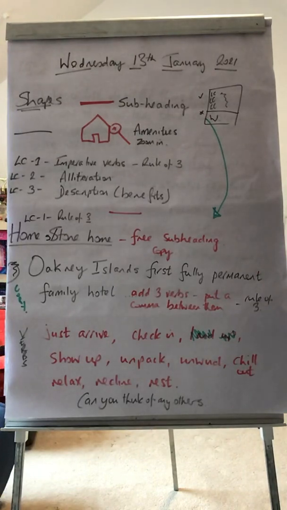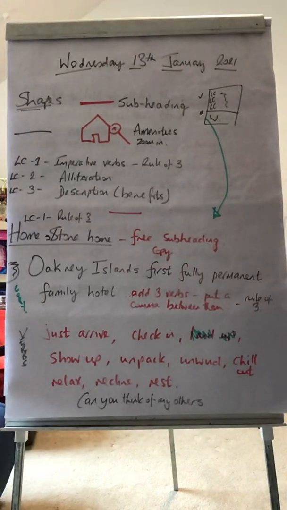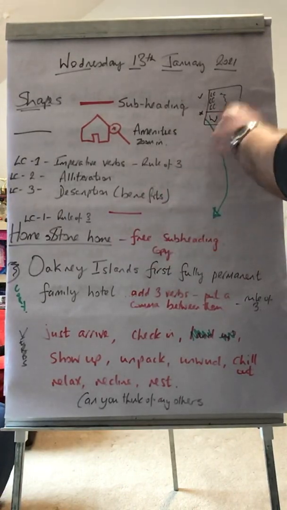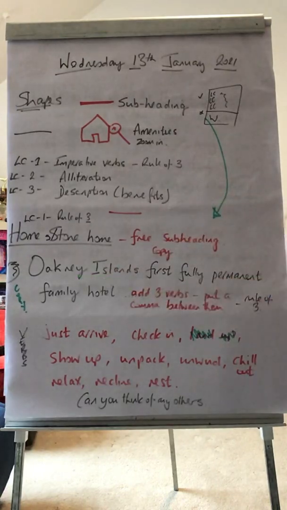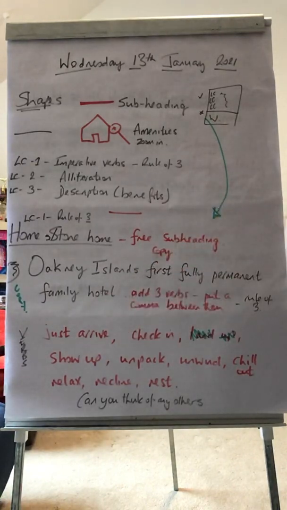Brilliant. When you've done that, okay, you can actually write these words in black underneath your subheading, which should be in this section, okay? So you've got this as a freebie in your working word section. This is going to go directly underneath it, and it's Orkney Islands first fully permanent family hotel, okay? So that's what you're going to use as your sentence starter. So Orkney Islands first fully permanent family hotel is going to be your sentence starter, okay?